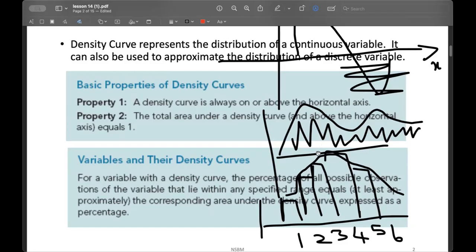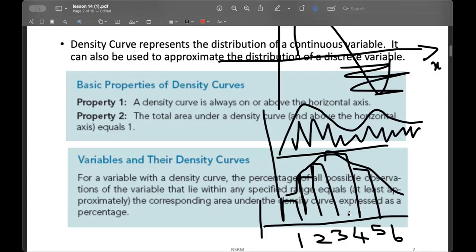Seems like this is a biased dice, because if it's not biased, then all the probabilities should be equal. So I drew it like this. Let's assume that we have a biased one, which means those stems are actually different. And what will happen is the percentage of all possible observations of the variable that lie within any specified range equals the corresponding area under the density curve expressed as a percentage.